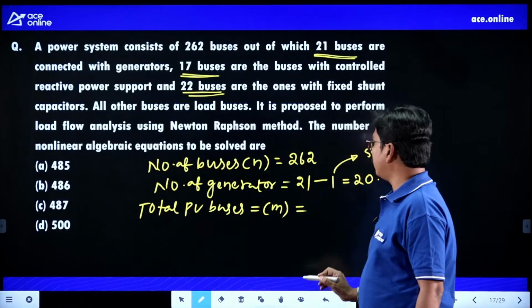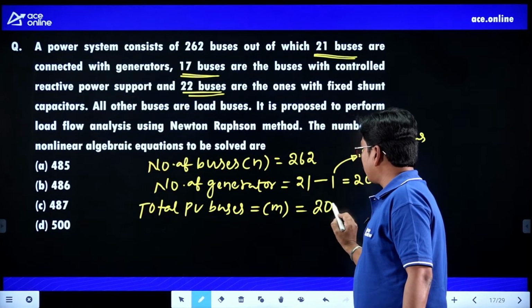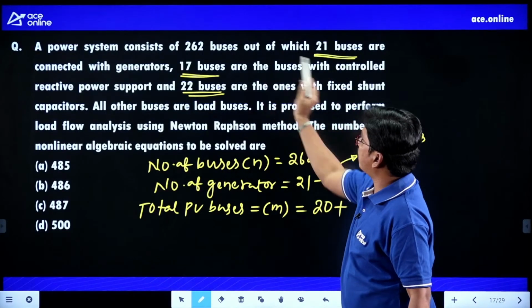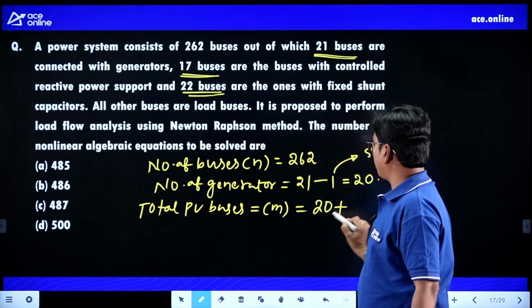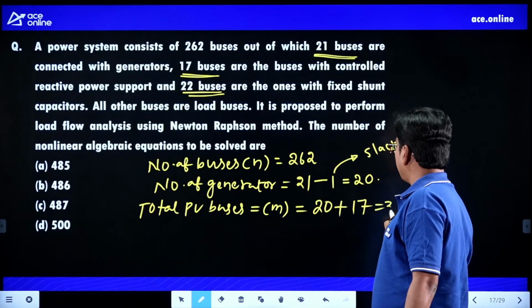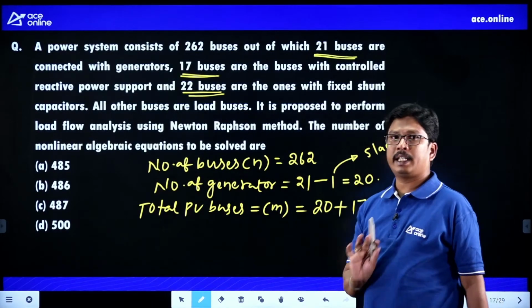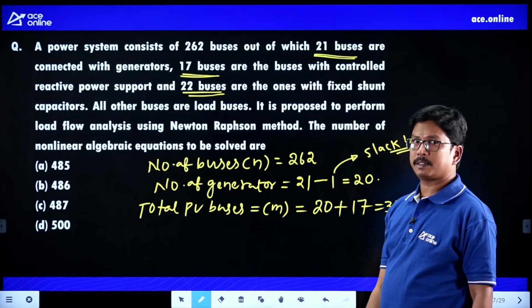M is equivalent to the number of generator buses plus the number of reactive power support buses. How many reactive power support buses are there? 37. 37 are the reactive power support buses.